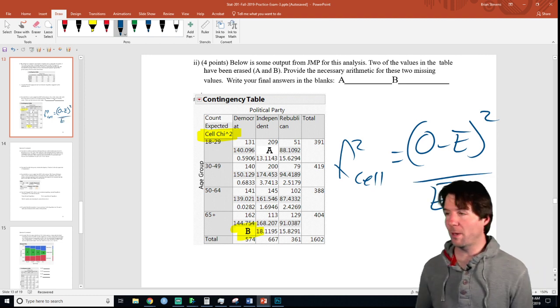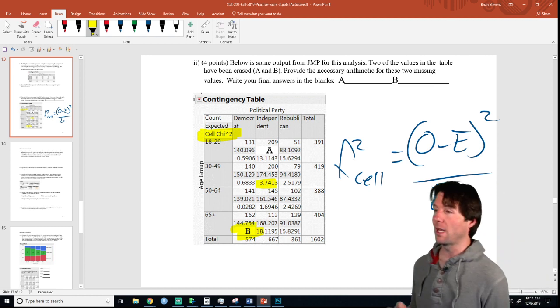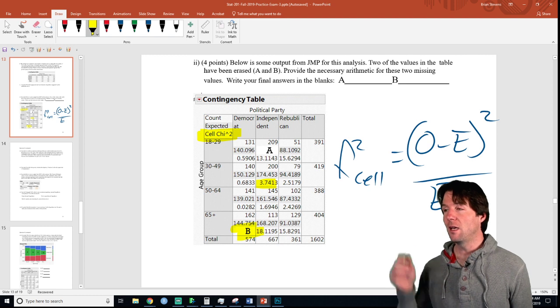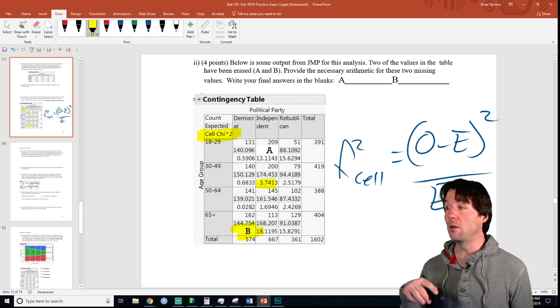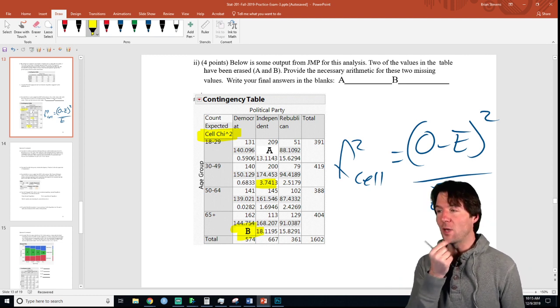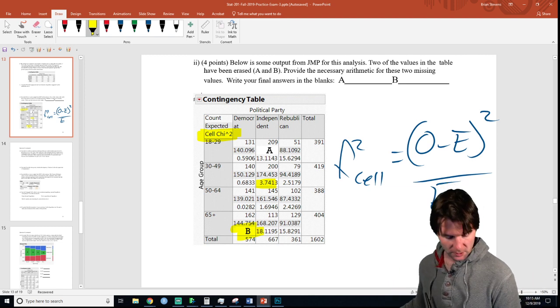If you're unsure about these, I would maybe try to solve another one like this and see if you're getting the right answer. If you solve that 3.74 and get the right answer, and you're a little worried about whether you're doing the right formulas, then when you solve for B, you know you're doing it correctly.